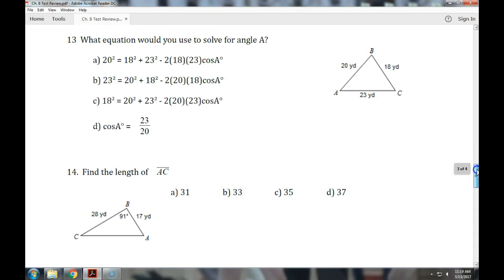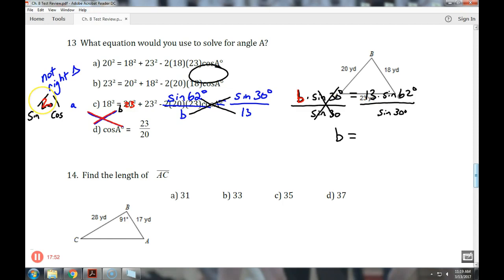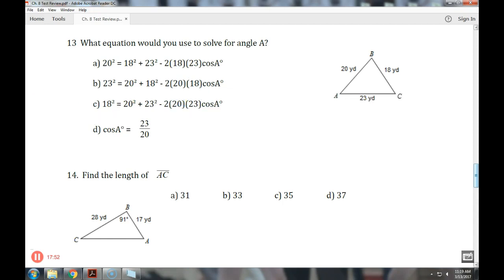This is what I was talking about where they don't really want the answer, but they ask which equation could you use for angle A. So if I wanted angle A, what equation could I use? Well, there is no way to set up the law of sines because when I go across, I'm missing the angle, I'm missing the angle, I'm missing the angle. I have to at least have one pair that match up. So the law of sines is out. I'm going to have to do the law of cosines.